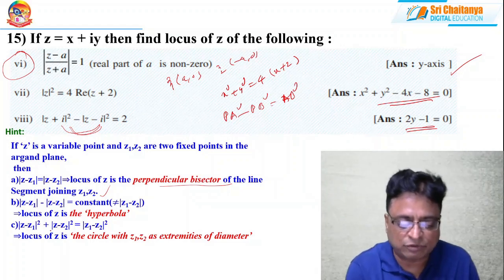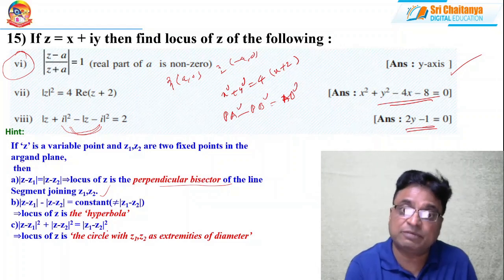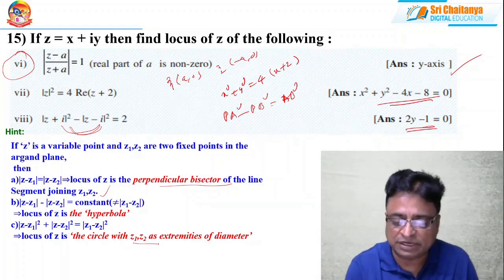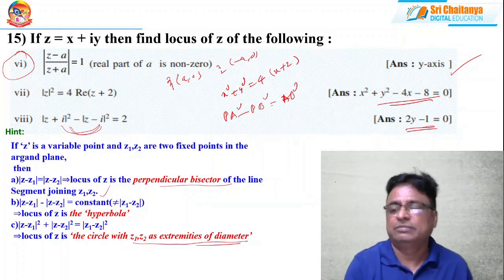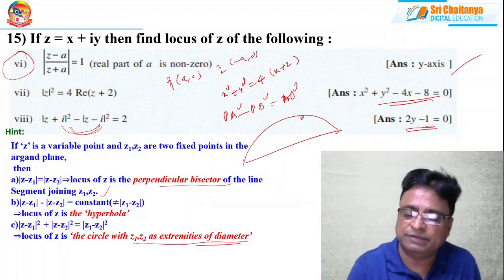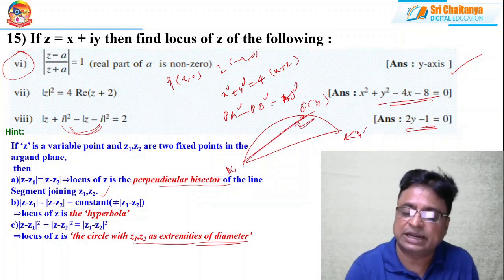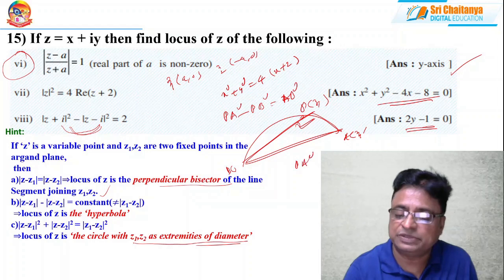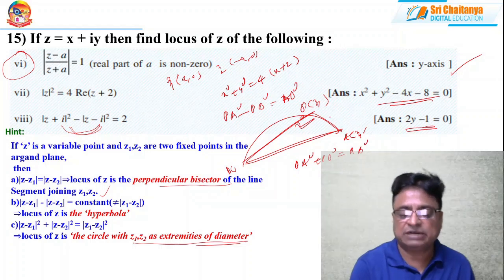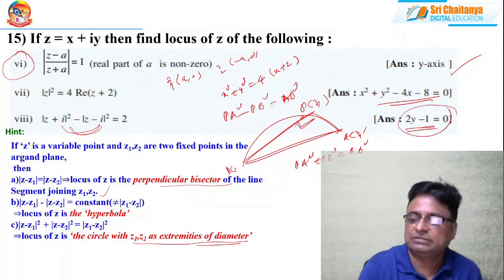And whenever mod of z minus z1 whole square plus mod of z minus z2 whole square is equal to mod z1 minus z2 whole square, as I said now, it is a circle with z1 and z2 as the extremities of the diameter. I have already given the proof. The same thing holds good if this is P of z, this is A, z1, and this is B, z2. Since a right angle is formed on the semicircle, PA square plus PB square equals AB square. Whenever this condition holds good, it is a circle with z1 and z2 as diameter. But it is minus here, so it is a line.